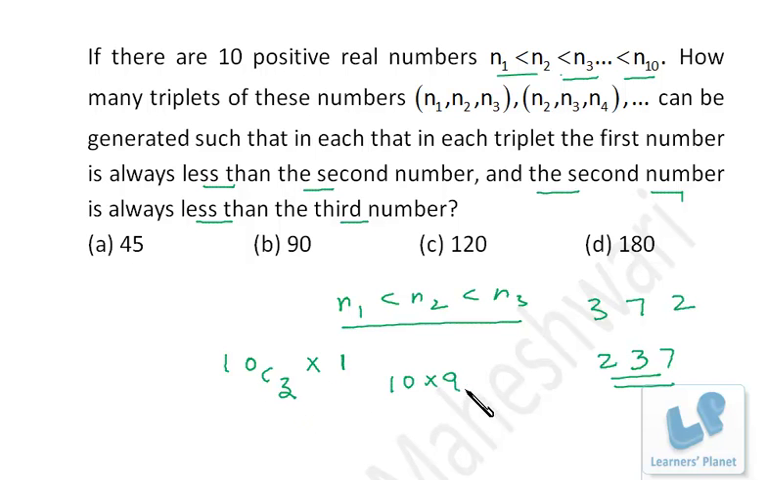Now 10 into 9 into 8 by 3 factorial, that is 6, or we can say 3 into 2. So 2 4s are 8 and 3 3s are 9... so 3 4s are 12 into 10. In all there will be 120 sets, or we can say 120 triplets, right?